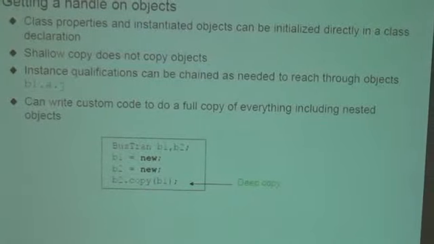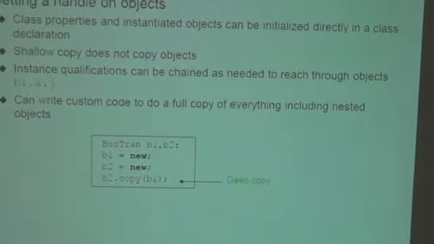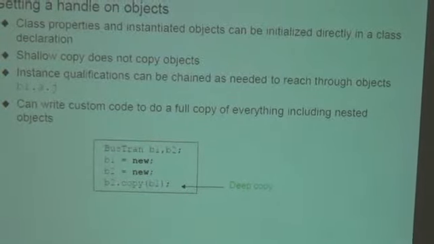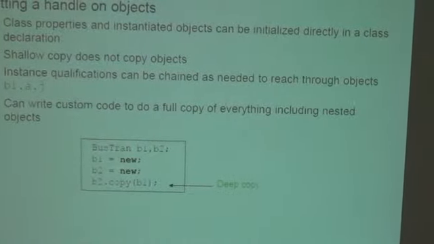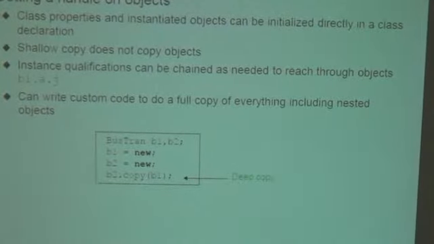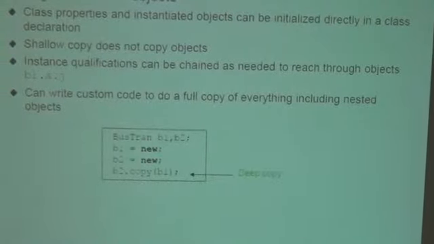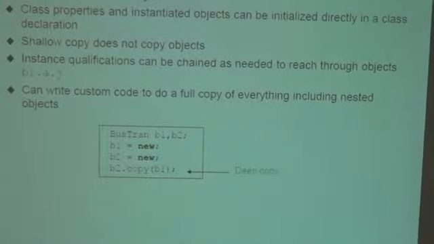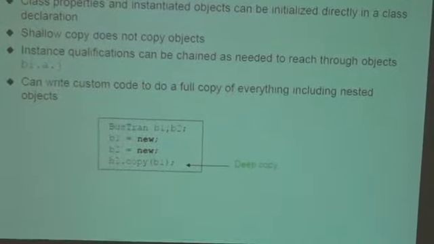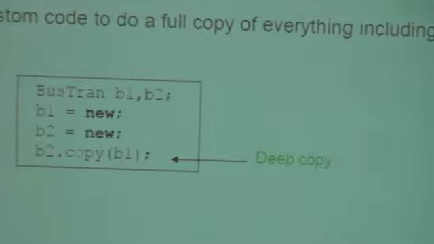If you perform the shallow copy, it does not copy the object, it just copies the variables. That means instance qualification can be changed as needed to reach through the objects. If we want to access any class property of a class which is instantiated in another class, we can use the chaining method, that is b1.a.j. This is the syntax of a deep copy.